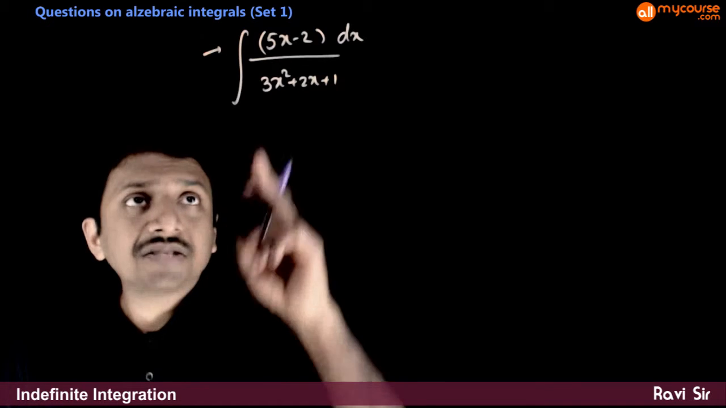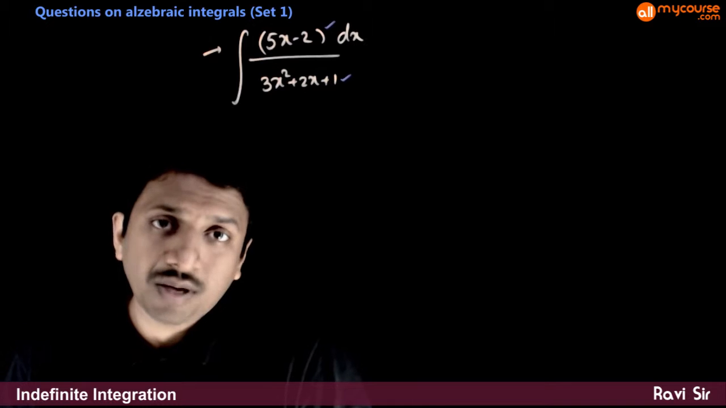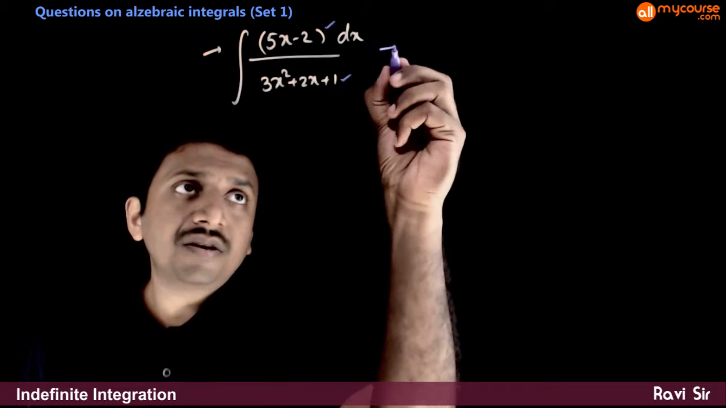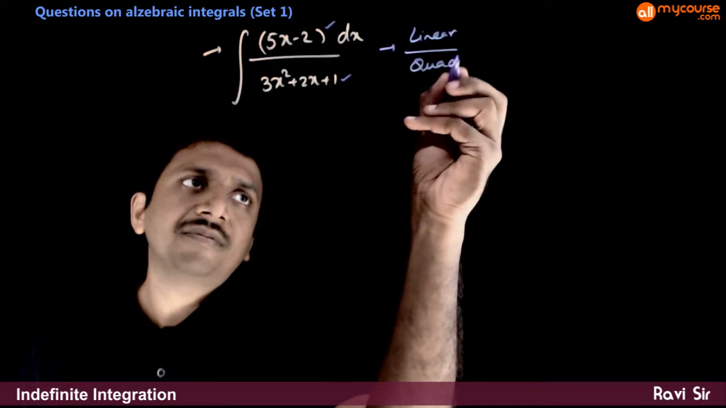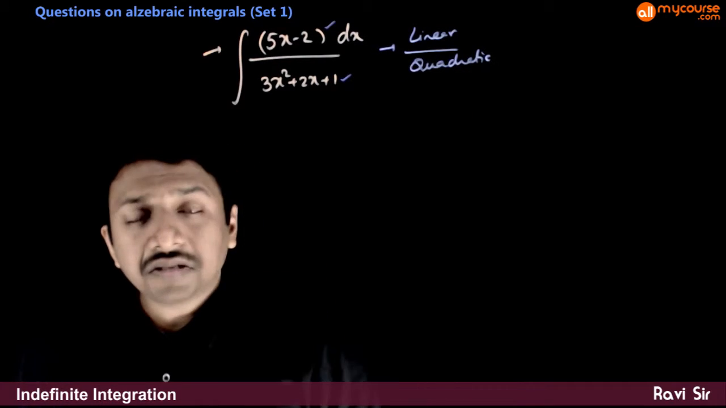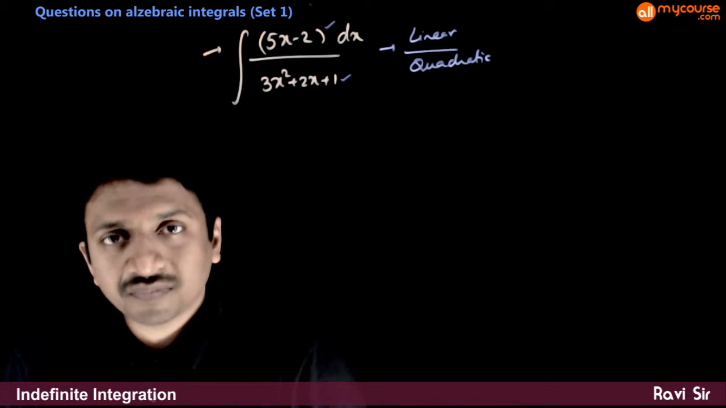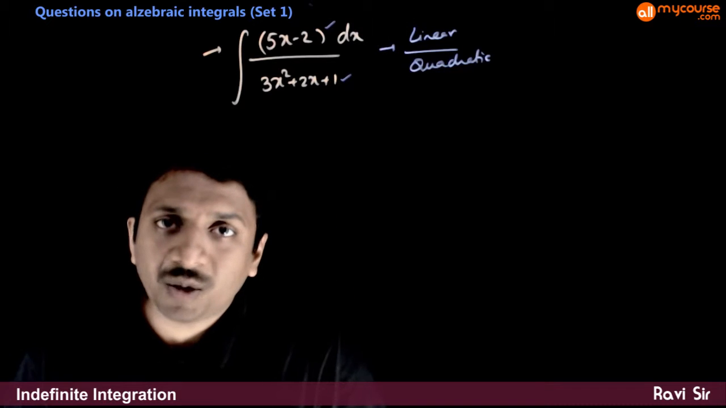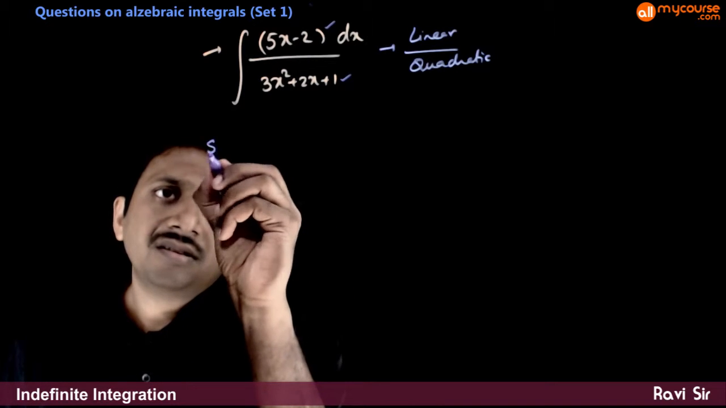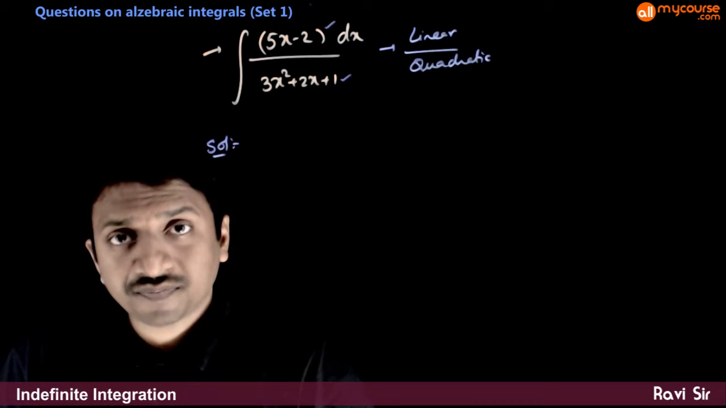In this question, you are asked to integrate (5x minus 2) by (3x square plus 2x plus 1). So this is of the form linear by quadratic. Till the previous example, you had integrals of the form 1 by quadratic. Now in this question, you have a linear in the numerator by quadratic in the denominator.